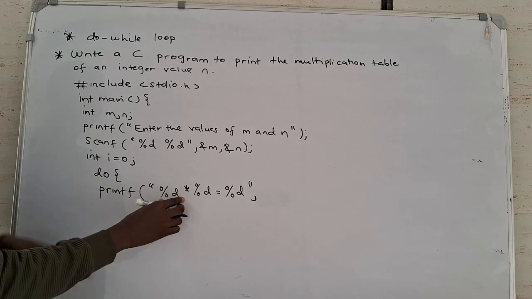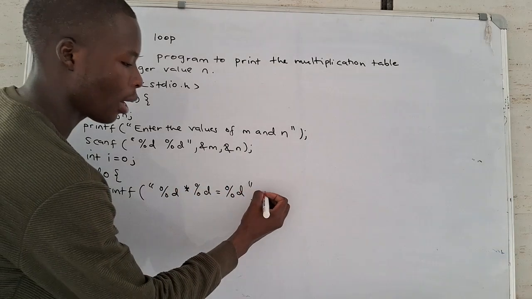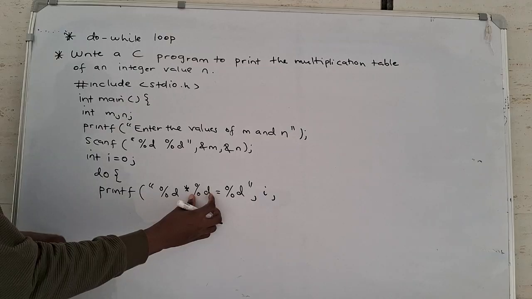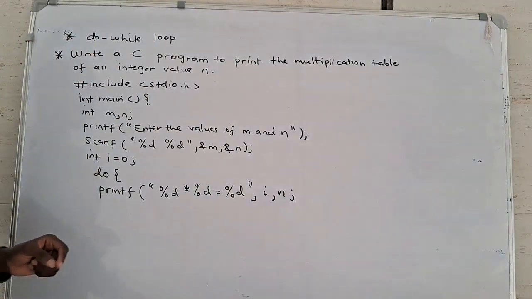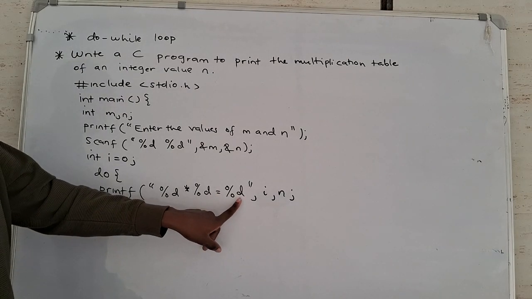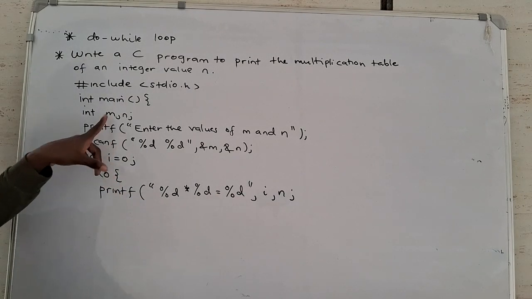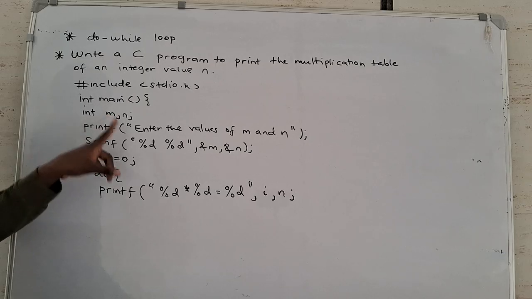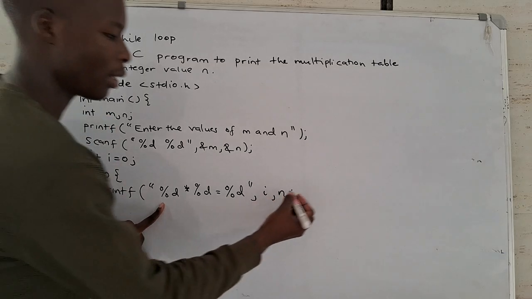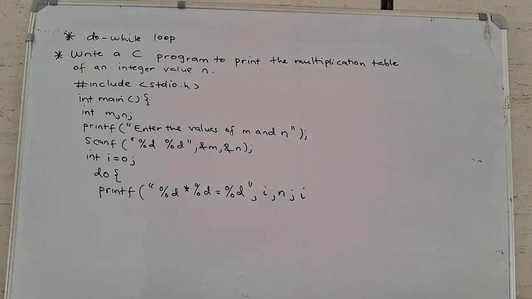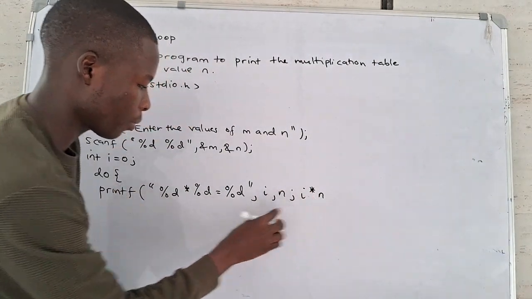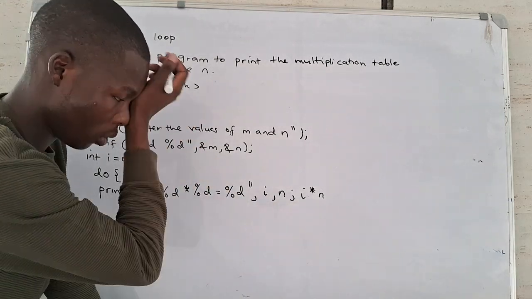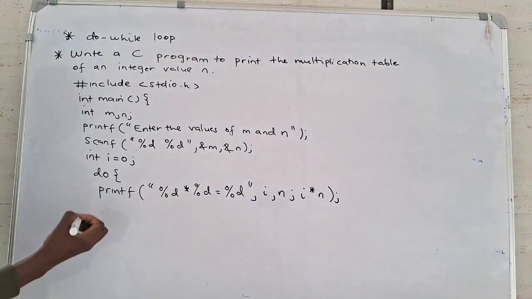This %d is nothing but the value in i. What about this one? This %d is always the value of n, which is a constant in this case. What is this %d? %d is nothing but the value of i into n. Then like this, you're supposed to close.